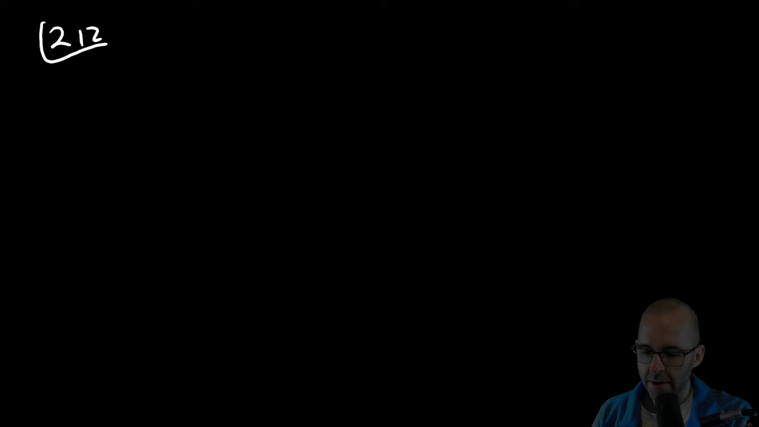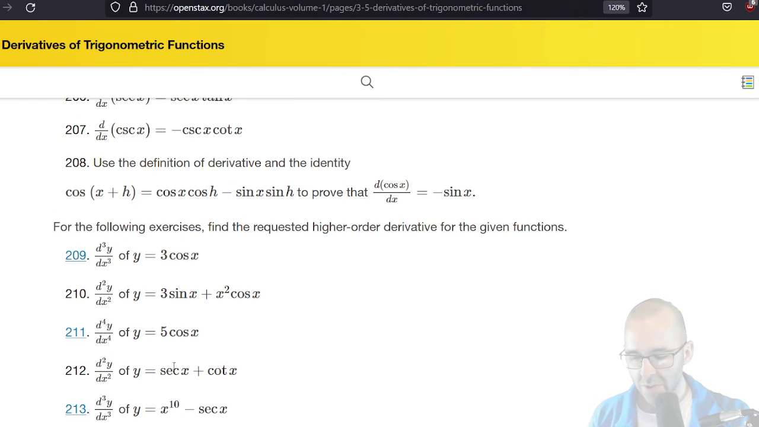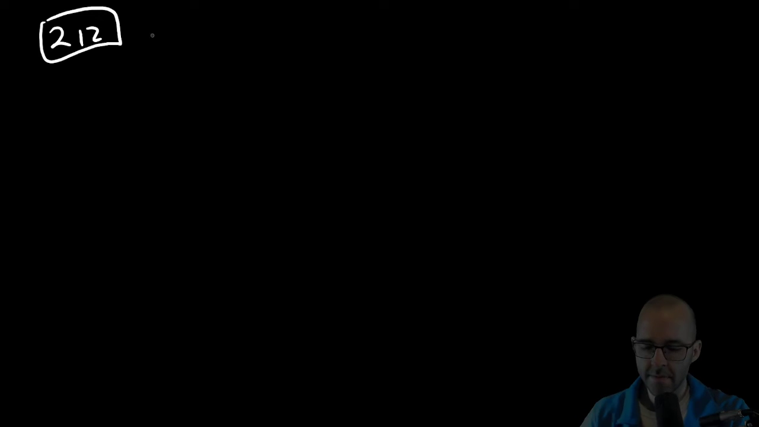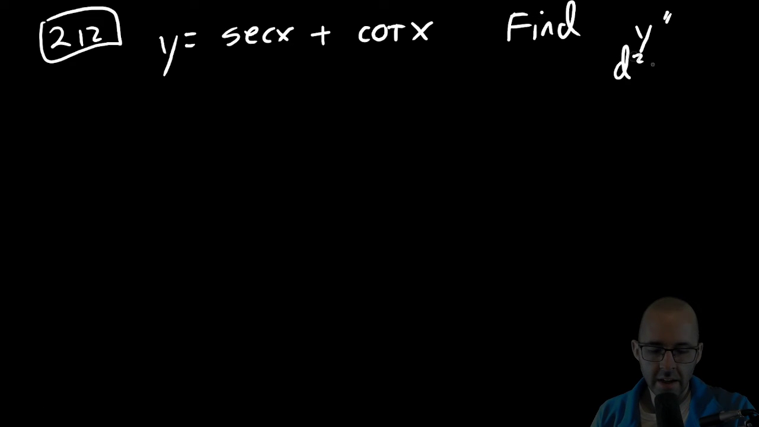Last one, 212. Wow, we don't have an hour-long video. How sad. Who knows, maybe this last problem will take that long. 212 says find the second derivative of secant plus cotangent. Find the second derivative, and again, you can write it in either form.